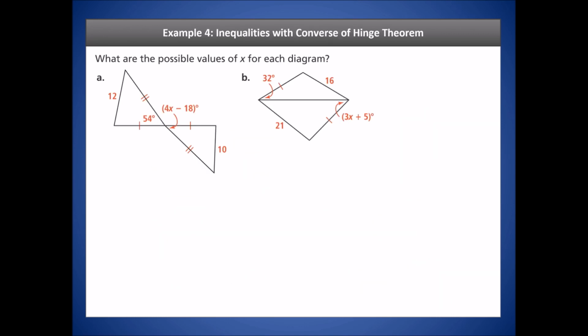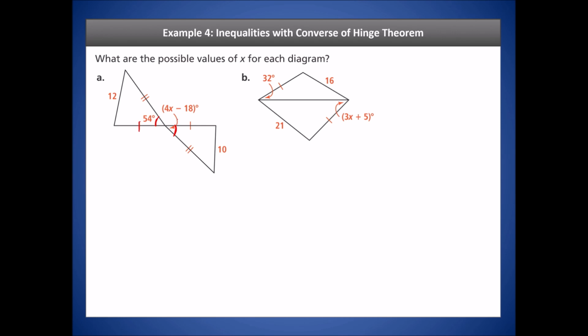All right, so let's look at another example. This time we're looking at inequalities with the converse of the Hinge theorem. So we're looking at the angles based off of the sides. We're concerned with these angles here. So what's the relationship between those two angles?